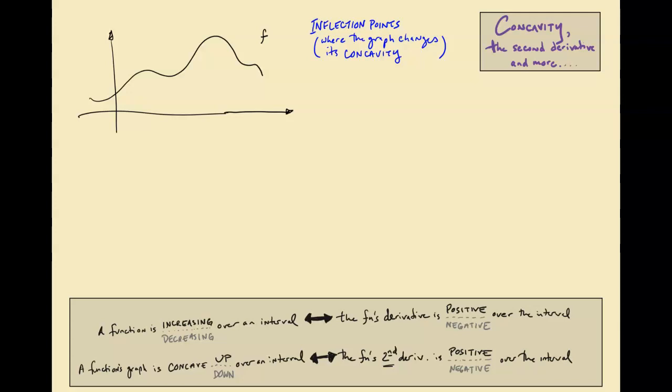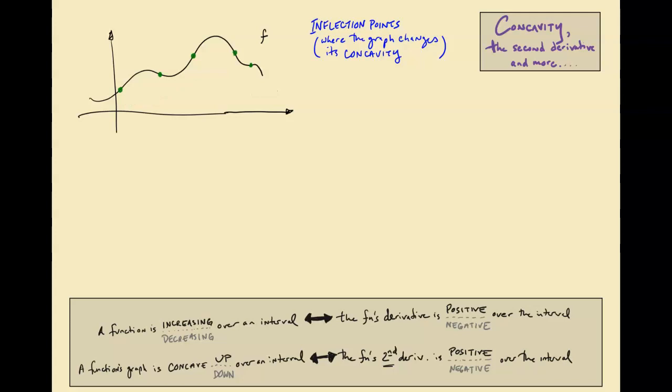On this graph, for example, we can see that there's an inflection point somewhere around here. Prior to that point, at least for a little while, the graph was concave up, like a cup. After that point, at least for a while, the graph is concave down, like a frown. So this would be an example of an inflection point. It's not the only one on this graph, but it's one of them. Here are some other inflection points.